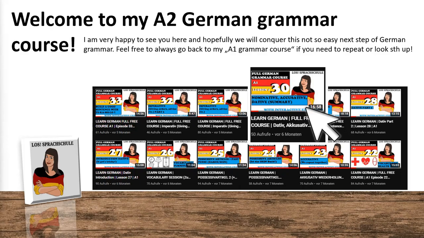We will continue our A2 German grammar course. Everything I'm talking about is chronological. There should be nothing that is completely new. If there is, feel free to always go back to my A1 grammar course to repeat or look something up. We will continue with our dative and accusative, compare the exercise, and continue with a nice segment about word position. So let's go.